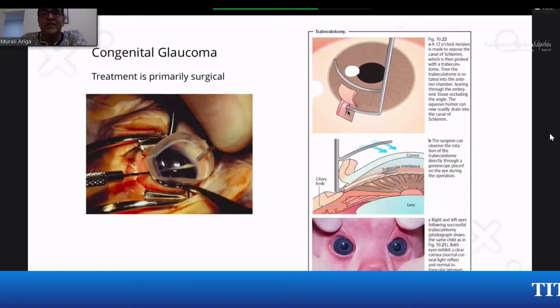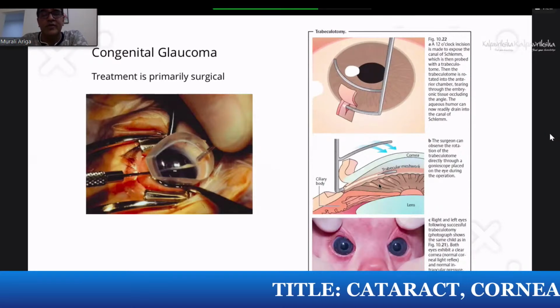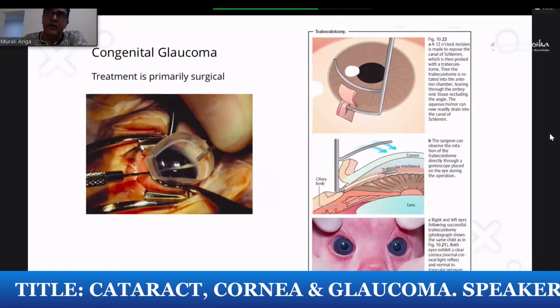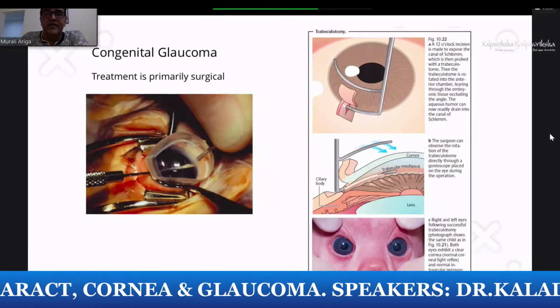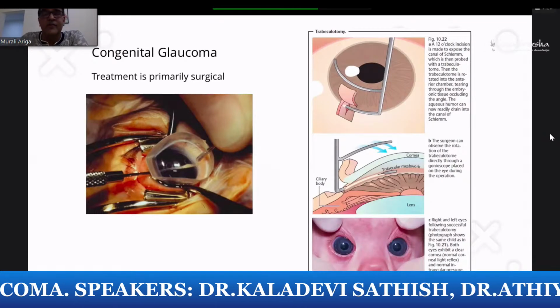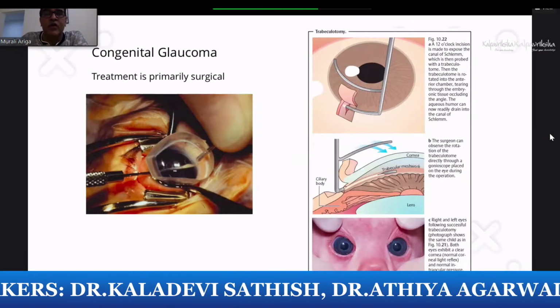You identify the Schlemm's canal, you identify and pass the Harms trabeculotome in this manner, both on the left side and the right side. And sometimes it is combined with a trabeculectomy, called trabeculotomy-trabeculectomy. That has been an extremely successful procedure in most of our surgeons' hands, and that has been the procedure of choice for most congenital glaucoma.